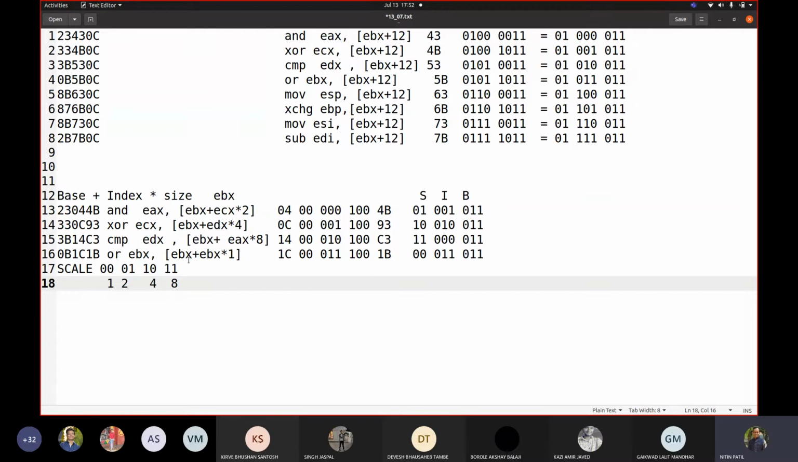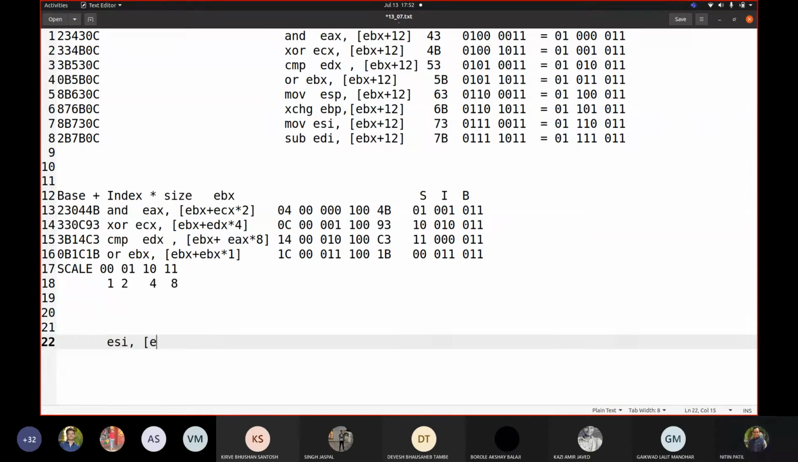Whenever you have a base register included, that base register number would be associated with the base column. The last 3 bits in the byte would be representing the base register, whatever base register you are using. Suppose now my instruction is something like this, for example, ESI, comma, EDI plus EAX multiplied by 4. Now can you give me the number associated with this? How will you write it? First let me see what would be the byte position, what would be the mod?